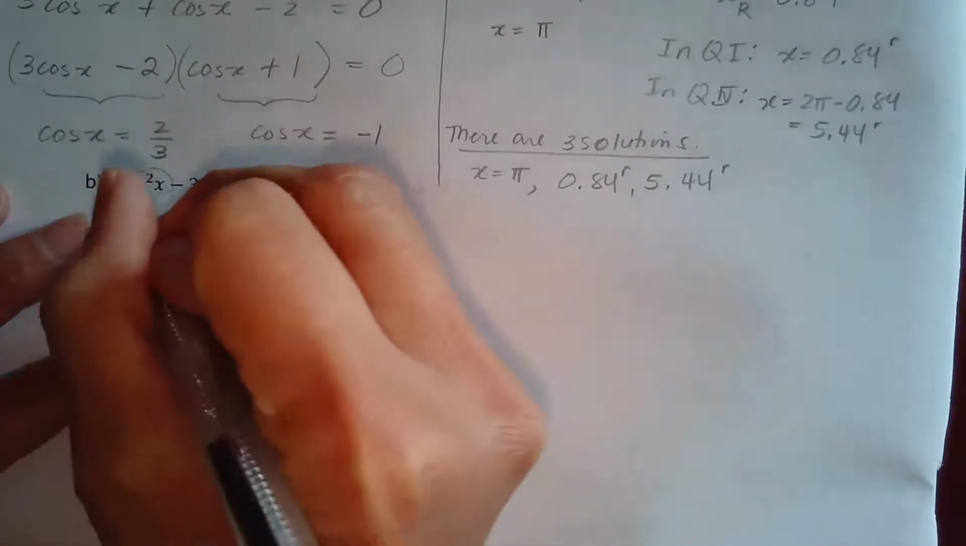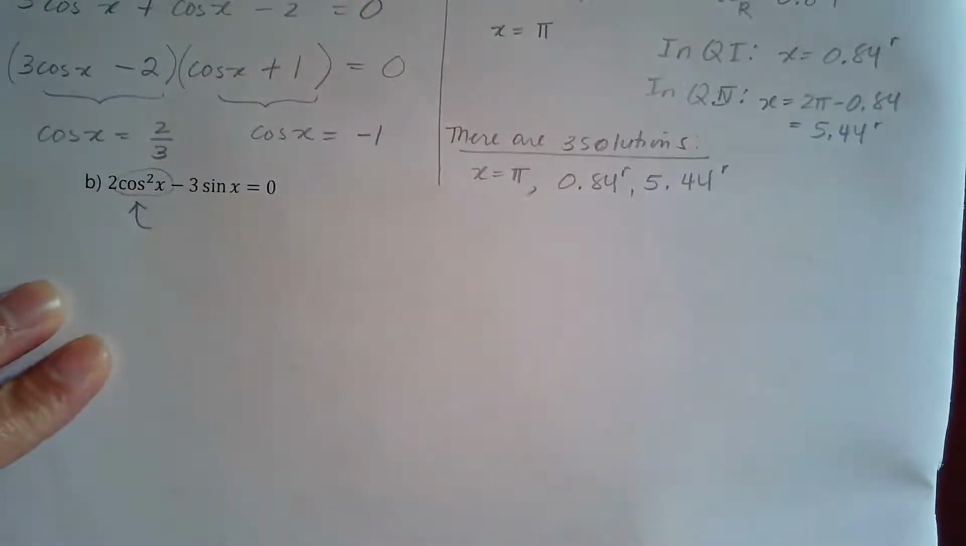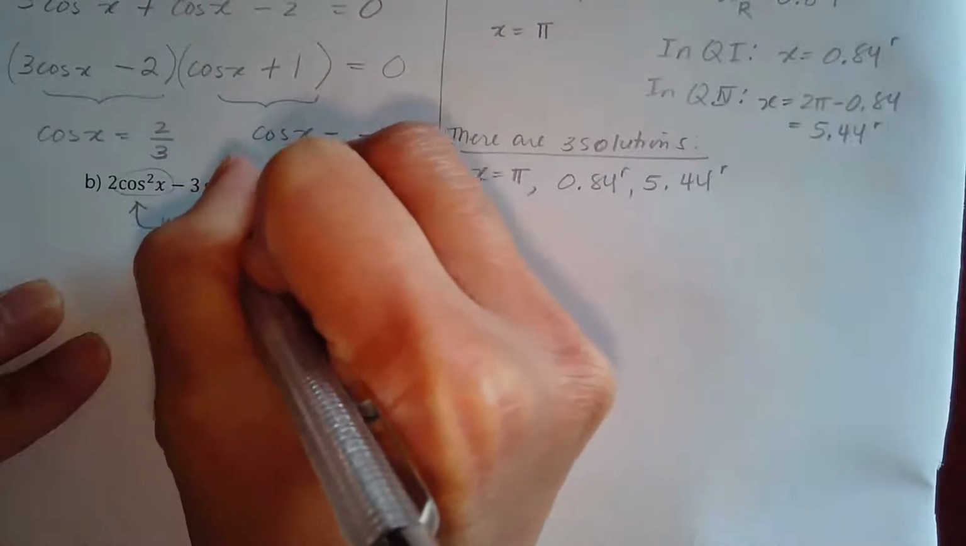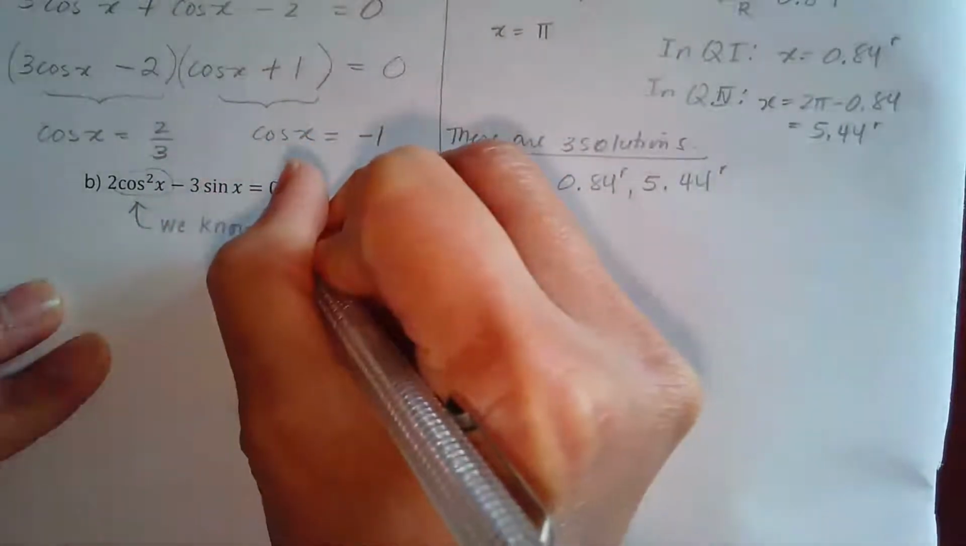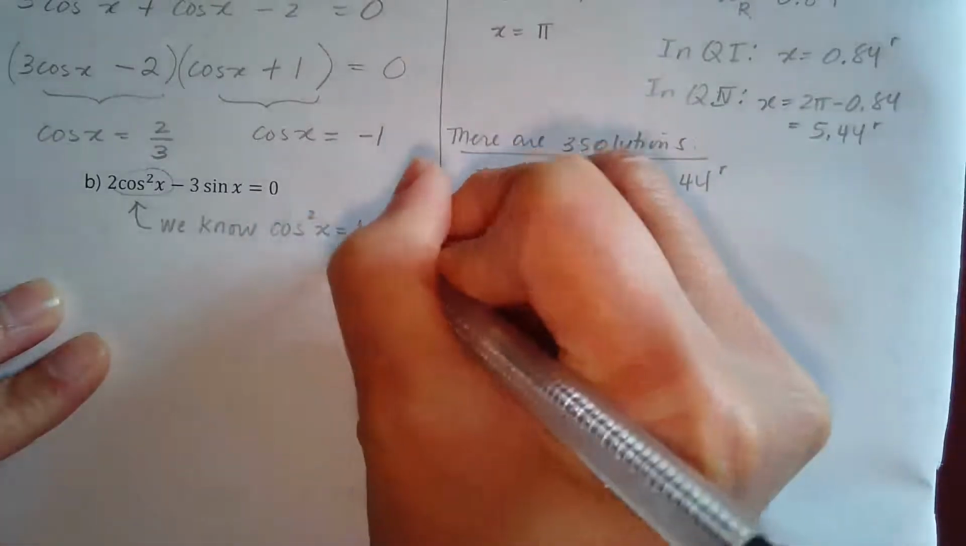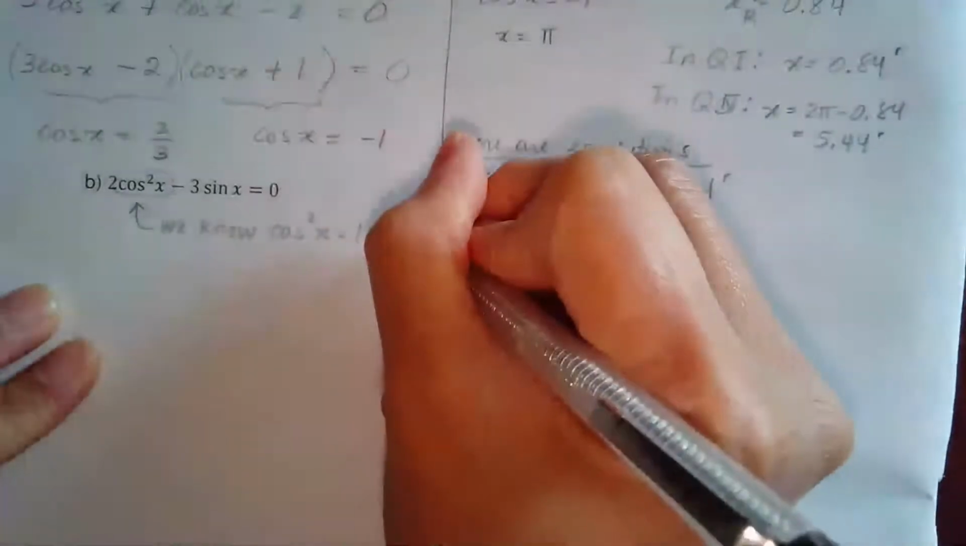I'm just going to write this down here. Using our trig identity, we know cos squared of x is equal to 1 minus sine squared of x.